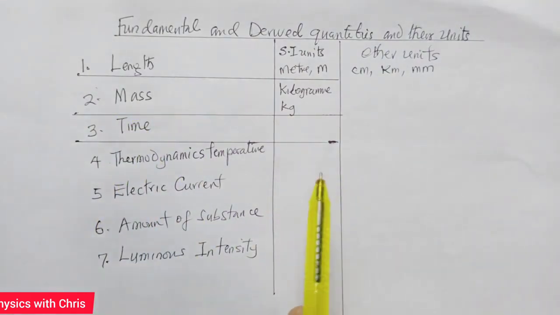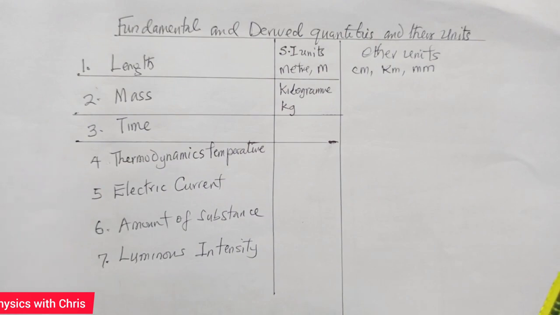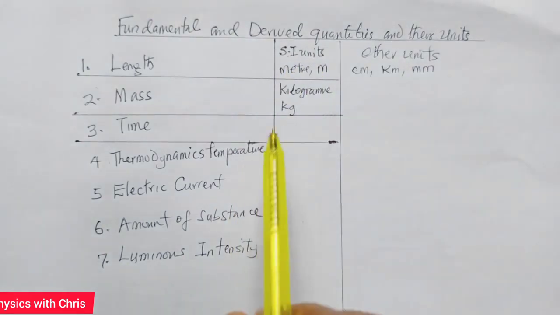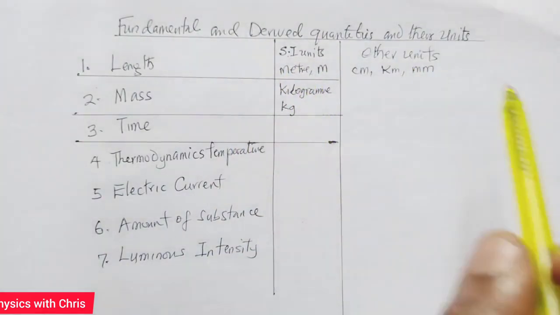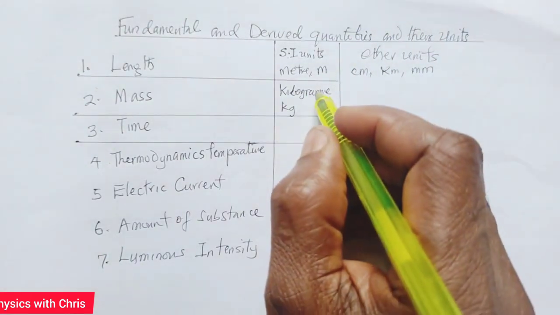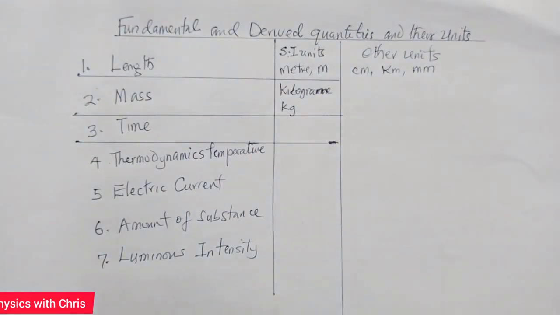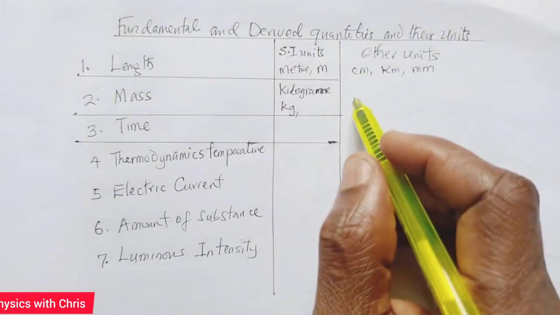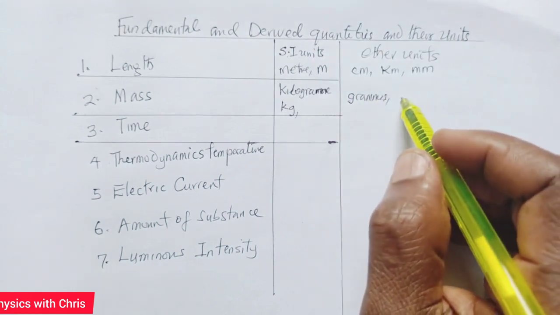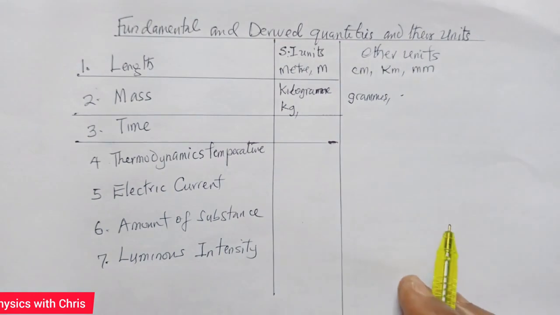I have here length, which is the distance between two points, the length of a path. The SI unit of distance or length is the meter, and then length or distance can be measured in other units such as centimeter, kilometer, millimeter, and so on. The next is the mass of a body, which is the quantity of matter a body has. It is measured in kilograms. That is, the mass of a body is measured in kilogram as the SI unit. Other units include grams. That can also be used to measure the mass of a body. You can also use the centigram, the milligram, and so on.